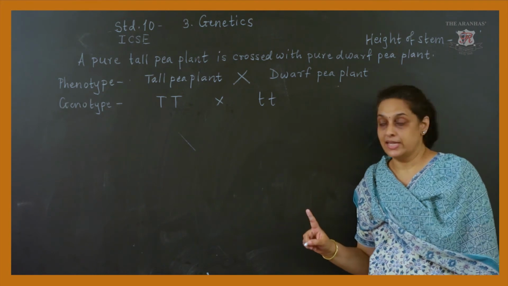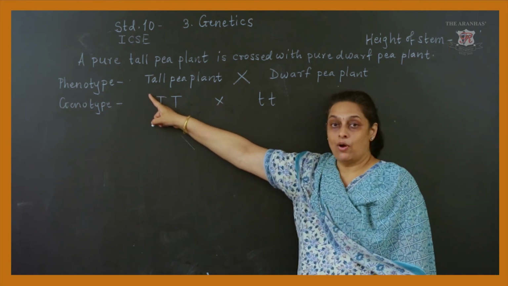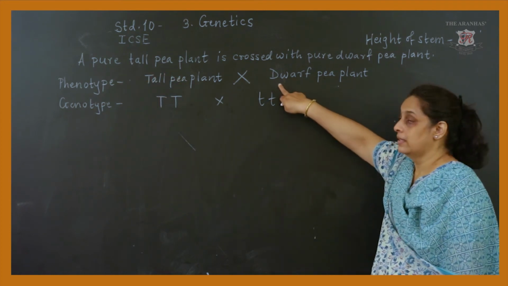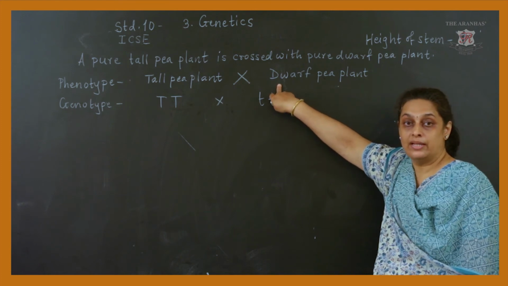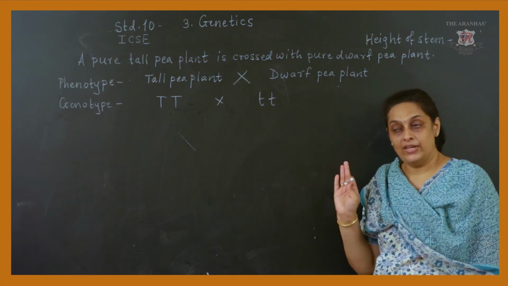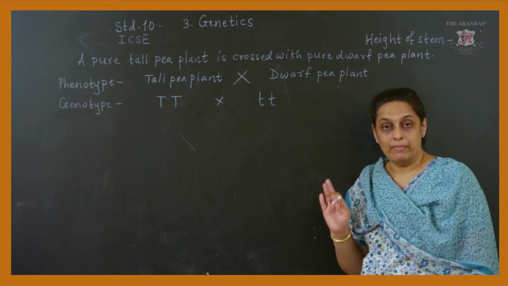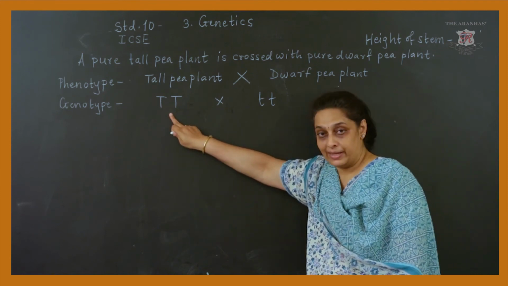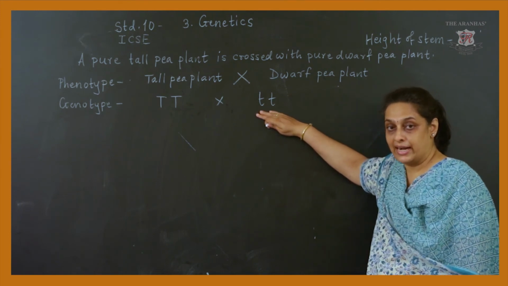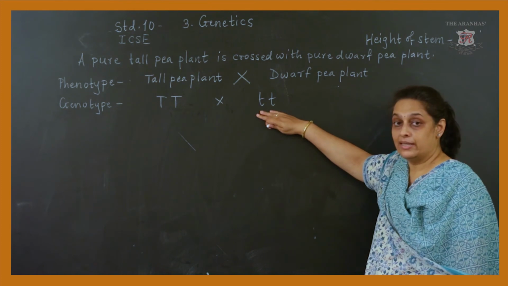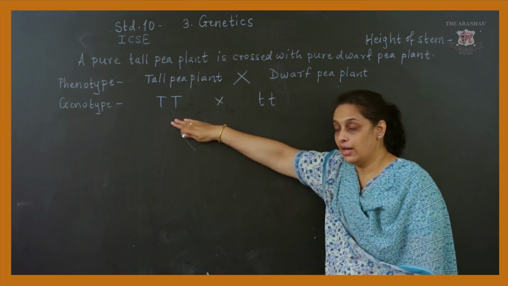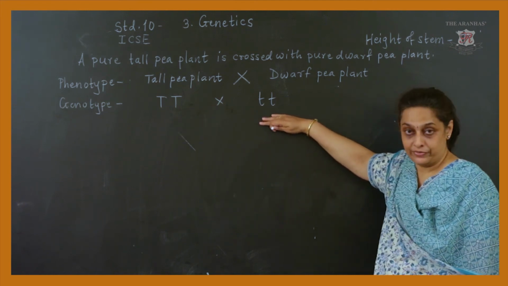Many a times what happens is capital T for tall, this is written correctly, but students by mistake use letter D for dwarf. That is not to be done. We have to keep the same letter, but one letter will be capital and for the other character, the same letter in the lowercase form is to be used. Okay, so capital T for tall and small t for dwarf.